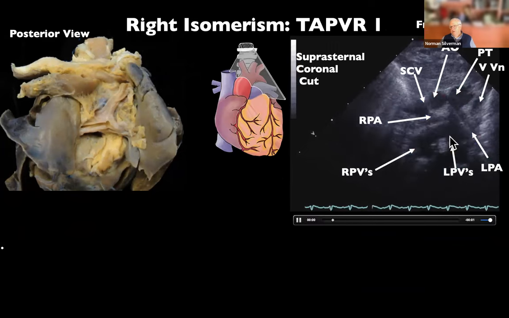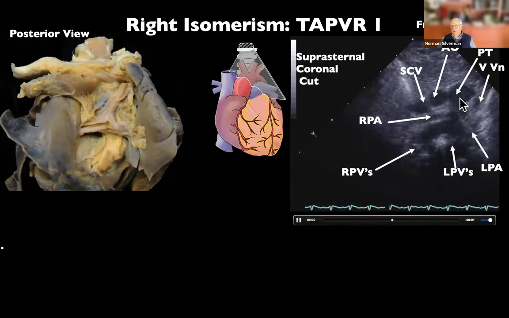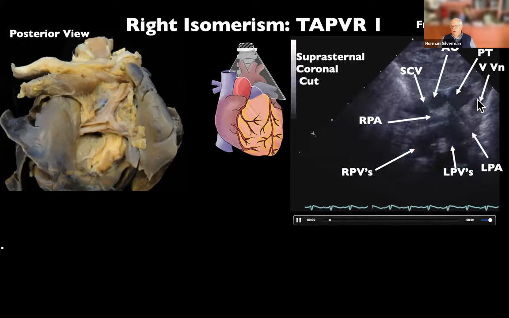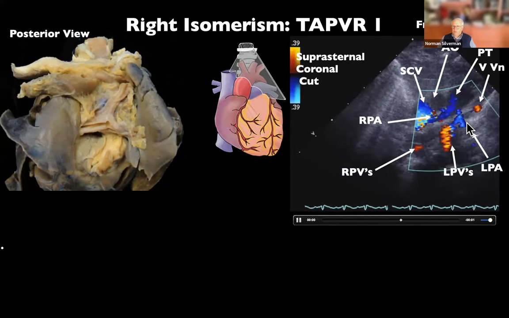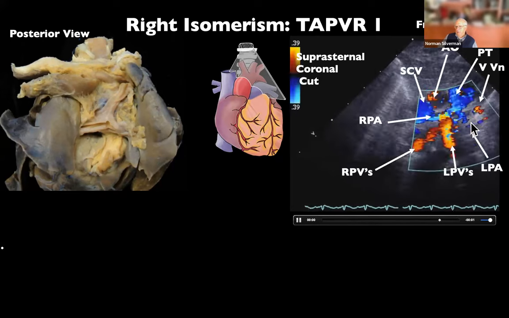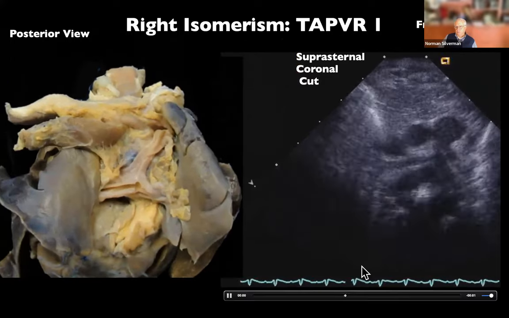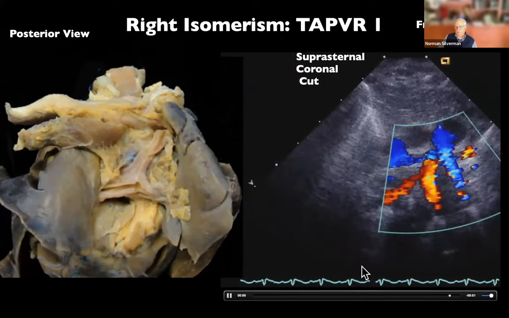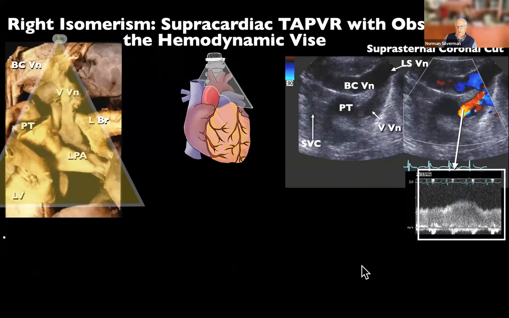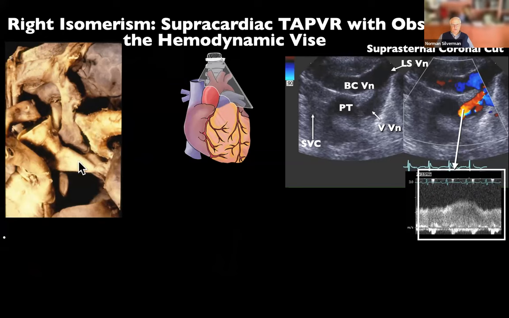And here is such an example echocardiographically of these venous structures. Here the veins coming together. Here the pulmonary arteries, the bronchus is not seen, and there's acceleration of flow across the vertical vein as it crosses between the bronchus and the pulmonary artery, the so-called hemodynamic vice. And here's a better example of obstruction, looking here at the vice between the bronchus behind, the pulmonary artery above, and the vertical vein running between them and being sandwiched here.